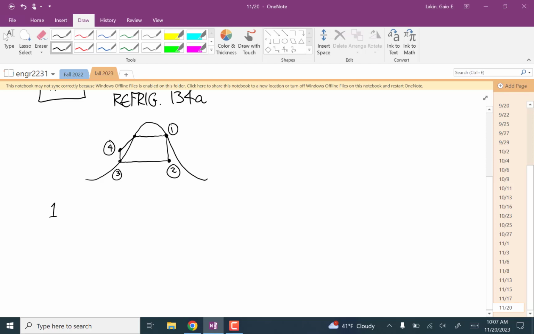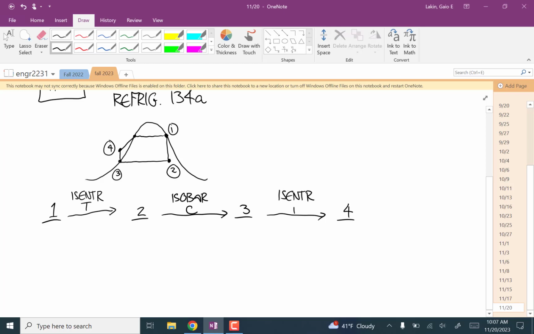And so we only have four of these states that we have to worry about. From state one to two is an isentropic turbine. From two to three is an isobaric condenser. From three to four is an isentropic pump. And from four to one is an isobaric boiler, so we have the solar panel thing. Let's hold off on trying to speculate about what's going on there. It'll tell us any information we need to know about that because we don't know what's happening with the solar panels.